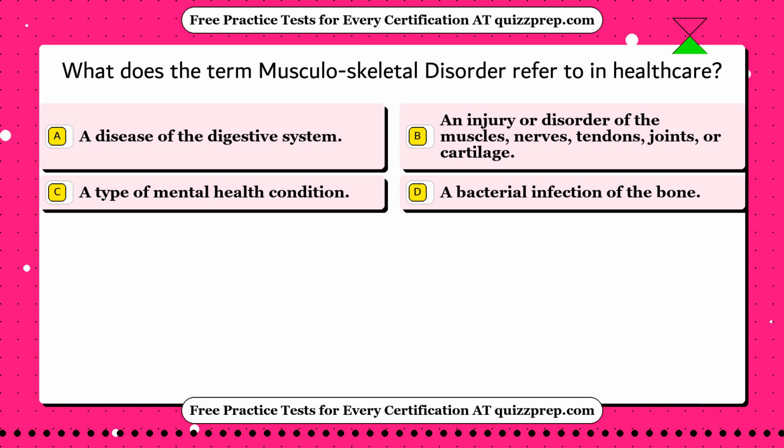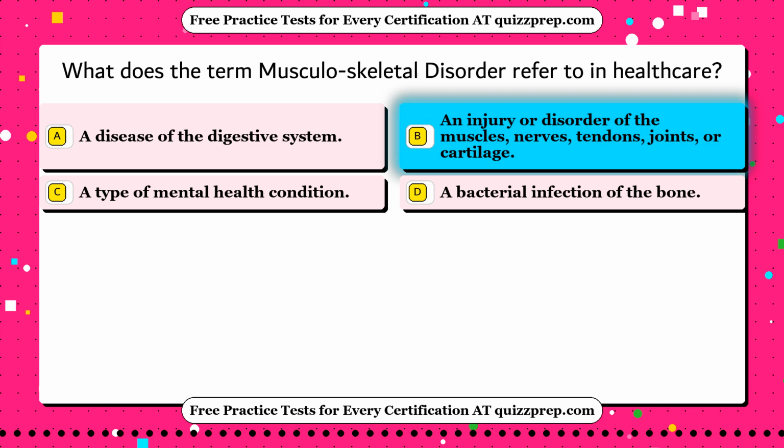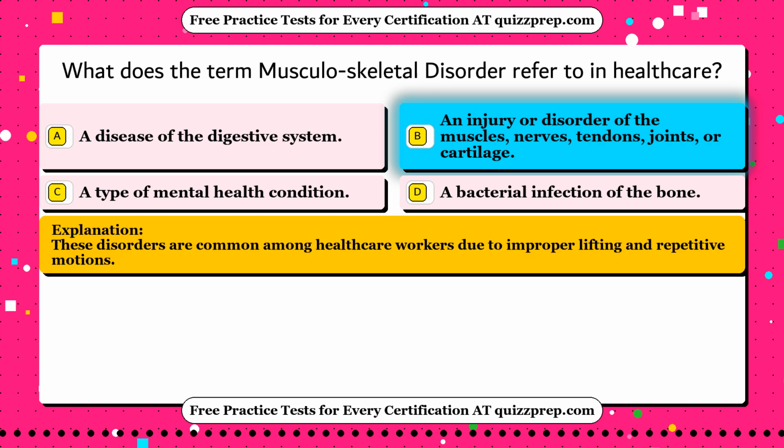Question 34. What does the term musculoskeletal disorder refer to in healthcare? Option A, a disease of the digestive system. Option B, an injury or disorder of the muscles, nerves, tendons, joints, or cartilage. Option C, a type of mental health condition. Option D, a bacterial infection of the bone. The correct answer is option B, an injury or disorder of the muscles, nerves, tendons, joints, or cartilage. These disorders are common among healthcare workers due to improper lifting and repetitive motions.